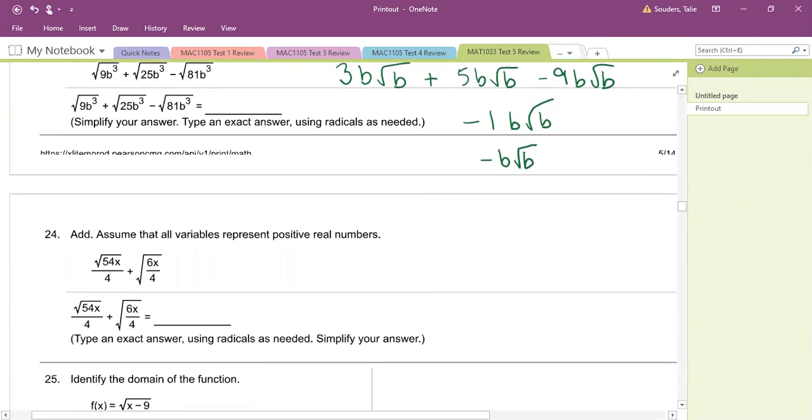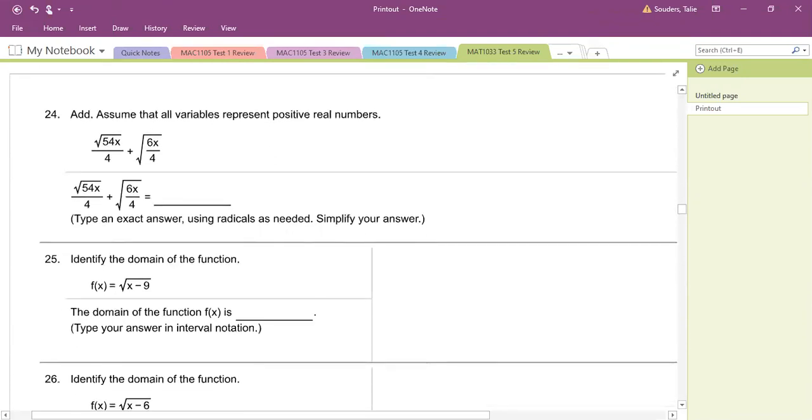What about number 24? How could we simplify the square root of 54x? Chloe, are you there? Yes, I'm here. Okay. Do you want to try this one? What goes into 54? What perfect square goes into 54?